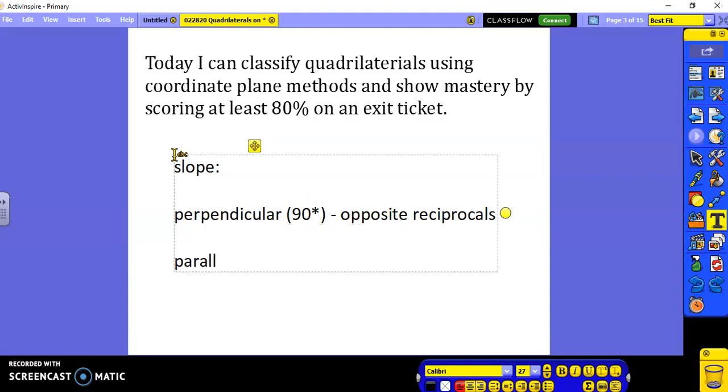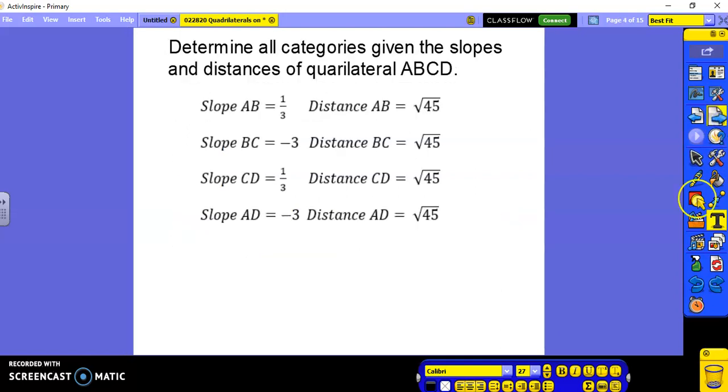If I want to prove lines are parallel, so they never intersect each other, we need to make sure they have the same slope. Now, this becomes important because today we're going to be focusing on classifying quadrilaterals by looking at distances, by looking at slopes, or by looking at the coordinate planes. And in order to prove some of our shapes, we need to prove that lines are parallel, or we need to prove that lines are perpendicular.